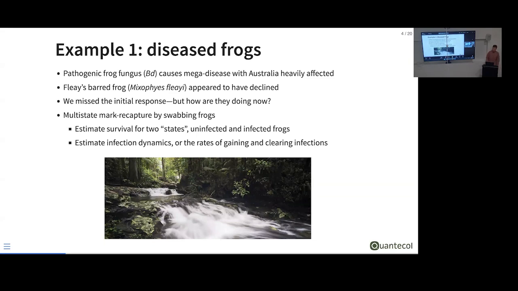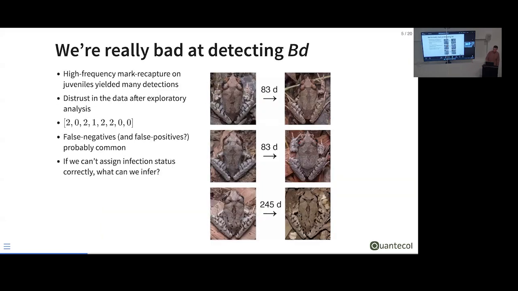We were particularly interested in relating that to, for instance, temperature, because that was believed to be a big driver of infection dynamics, where the highest prevalences were often observed in winter. So this is one of the streams where they occur, which are quite scenic. Turns out we're pretty bad at detecting BD, especially in this species.